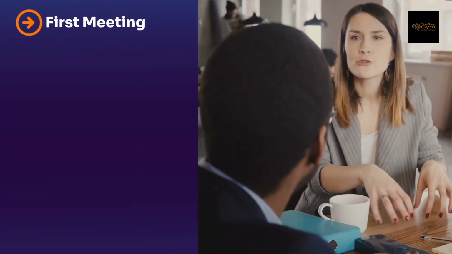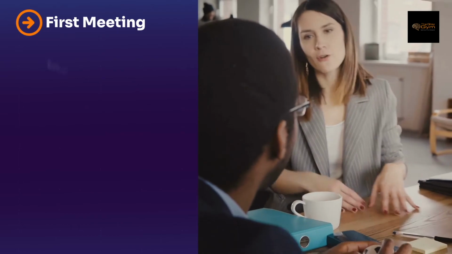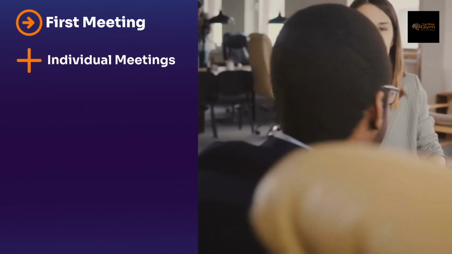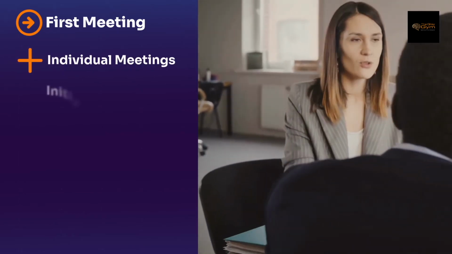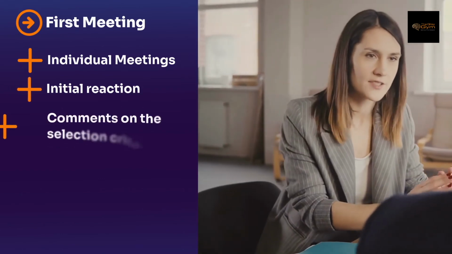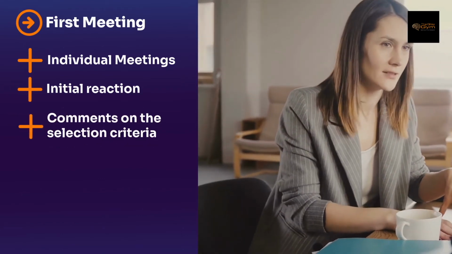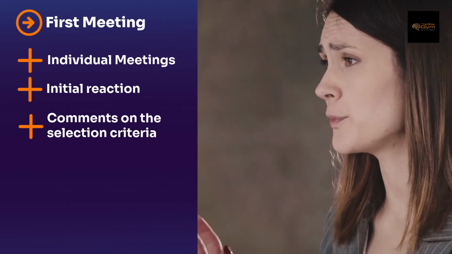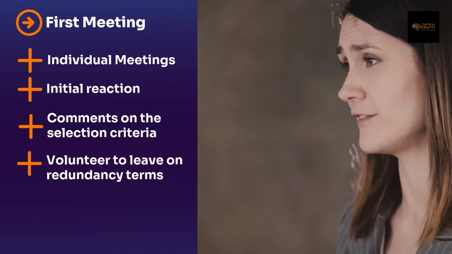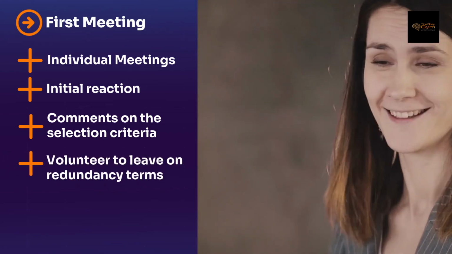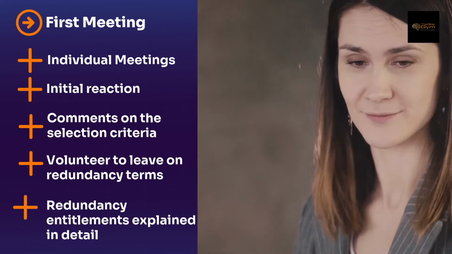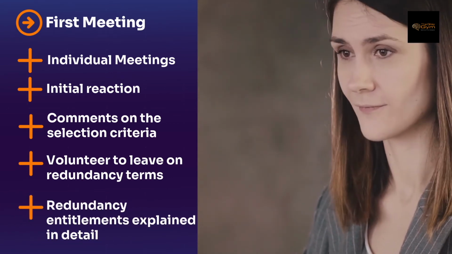Step number 4 is the first meeting. After the selection criteria meeting, the next step is to hold individual meetings with everyone in your selected pool and find out their initial reactions, comments on the selection criteria. Offer them the option to volunteer to leave on redundancy terms. Clearly explain to them in detail their redundancy benefits and entitlements.